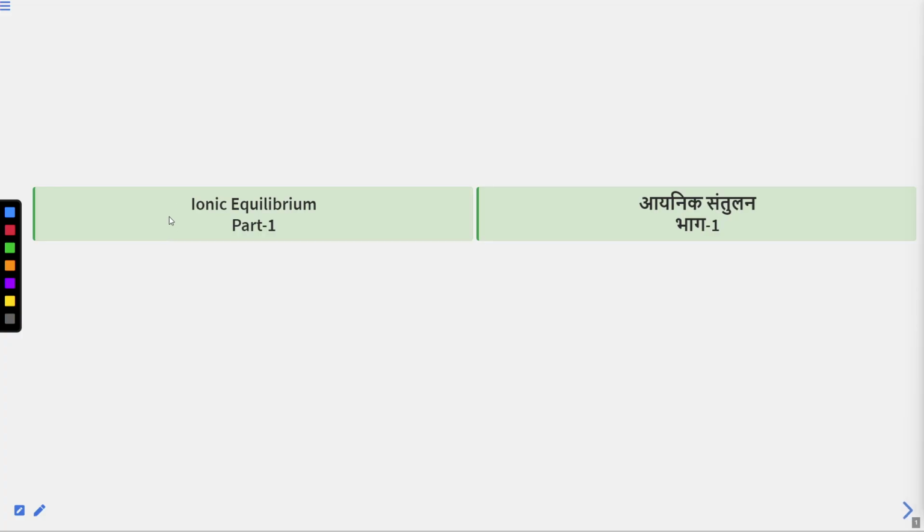Hello everyone. Today we will study the topic ionic equilibrium in detail, and this is part 1. Let's start.